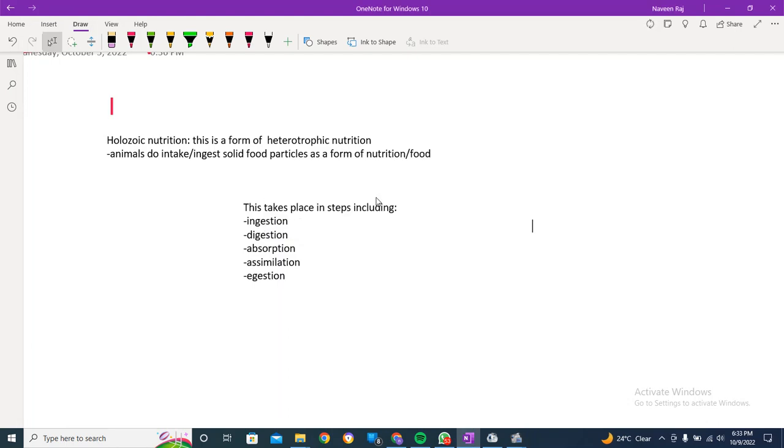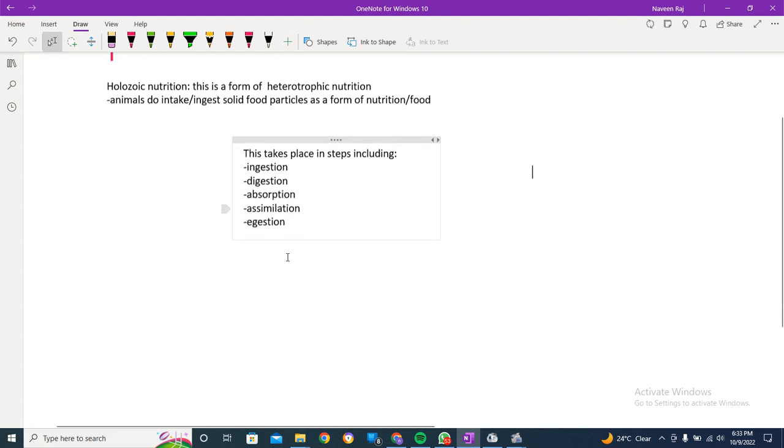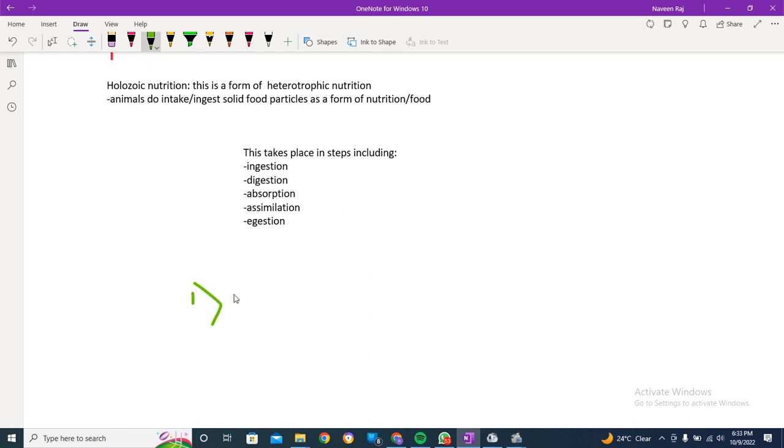In the previous video, we looked into holozoic nutrition and discussed these steps. Now we're looking into each step in depth. What is ingestion? Ingestion is the one which you're talking about. Ingestion means intake of food.